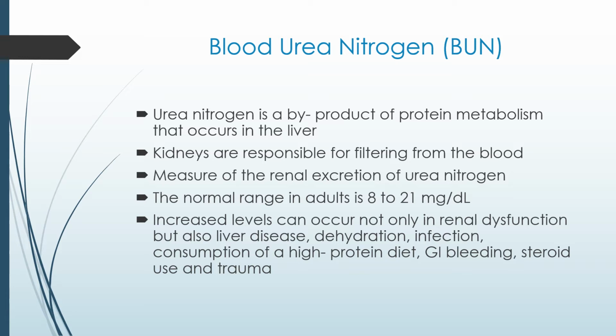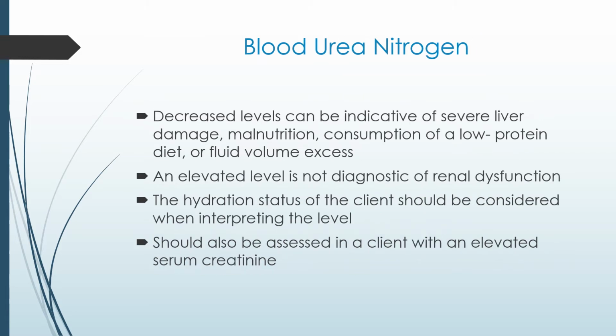The normal range in adults is 8 to 21 milligrams, and an increased level can occur not only in renal dysfunction, but also in liver disease, dehydration, infection, consumption of a high-protein diet, GI bleeding, steroid use, and trauma. So there's a lot of things here that can raise this BUN level. Decreased levels can be indicative of severe liver damage, malnutrition, consumption of a low-protein diet, or even fluid excess.